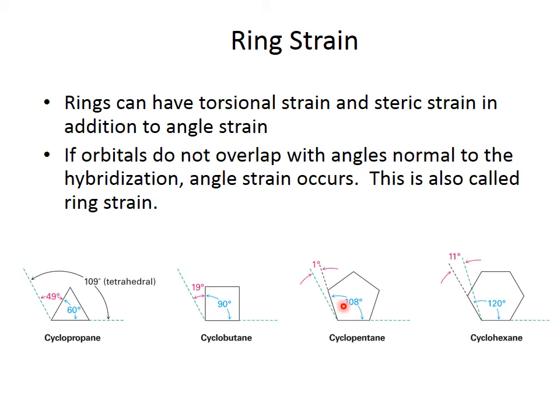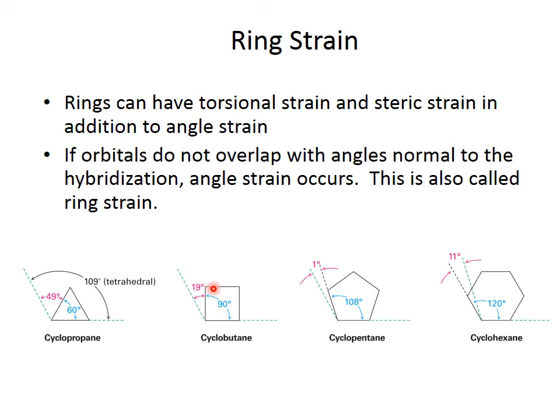These structures here, I told you they were puckered. When the cyclopentane puckers, it actually causes a reduction in this bond angle and increases the ring strain. When the cyclohexane puckers, it causes the bond angle to become 109.5 and a perfect tetrahedral shape. So the cyclohexane ends up having no ring strain, and cyclopentane ends up having a little bit more ring strain.